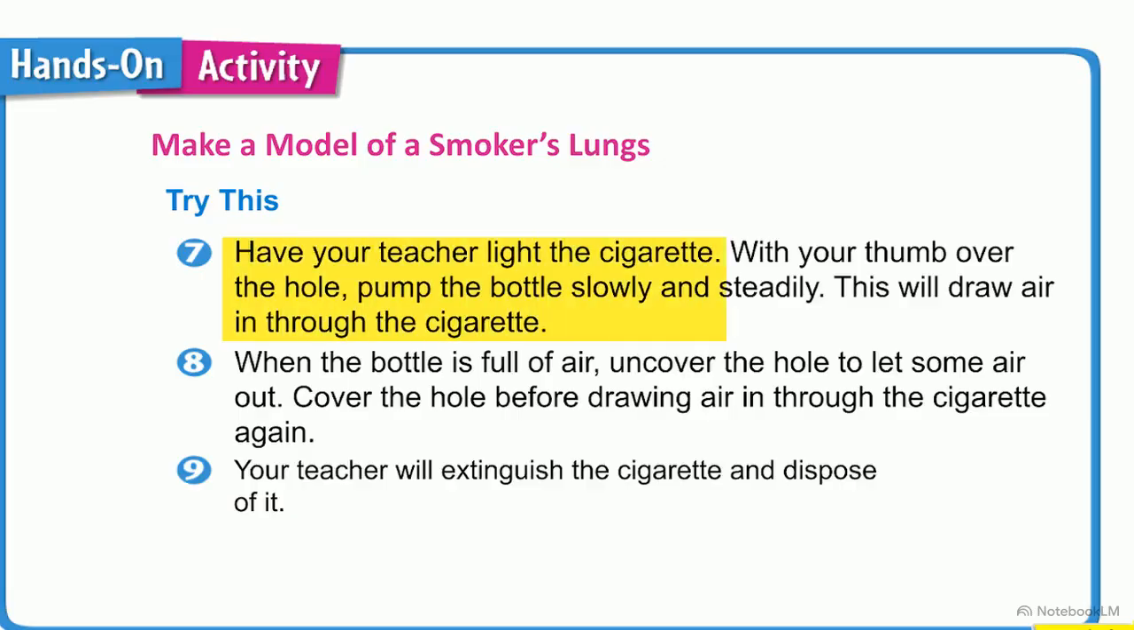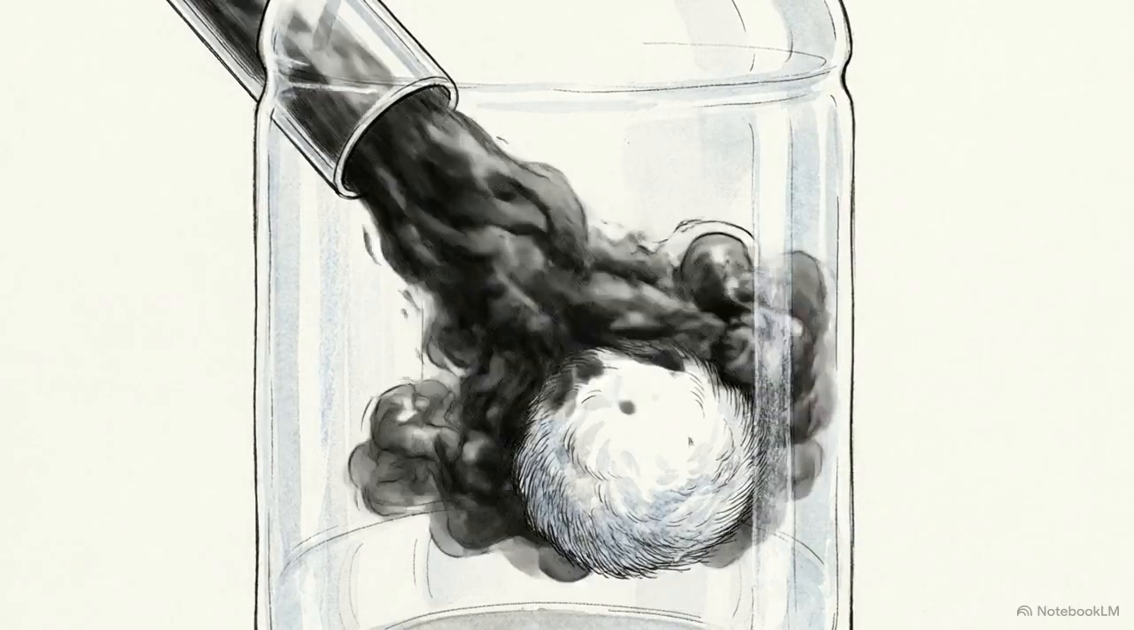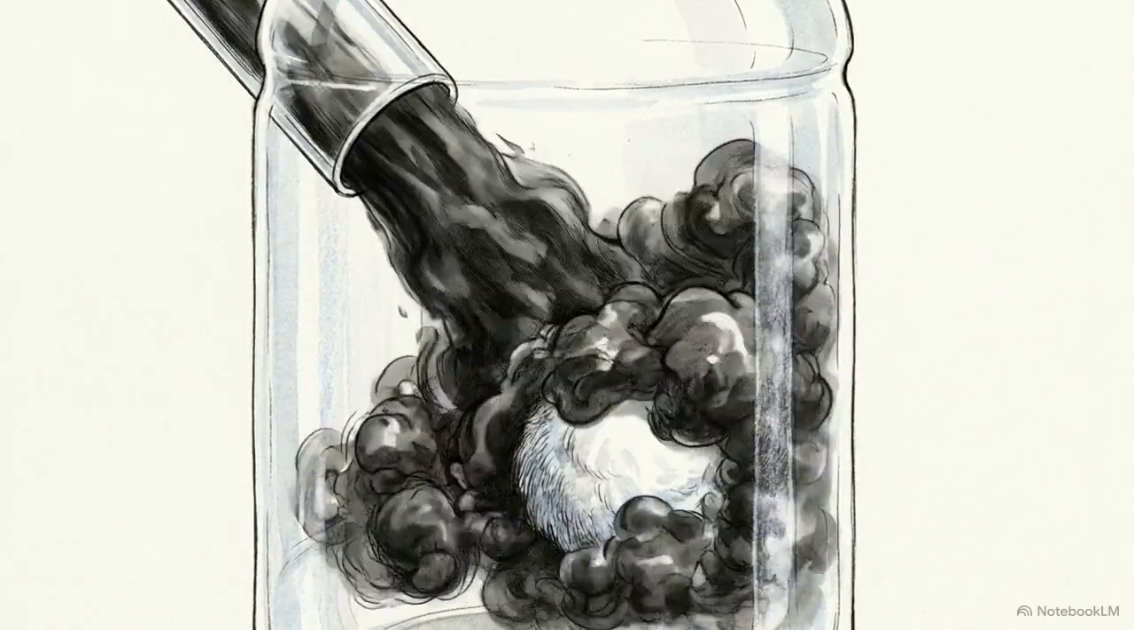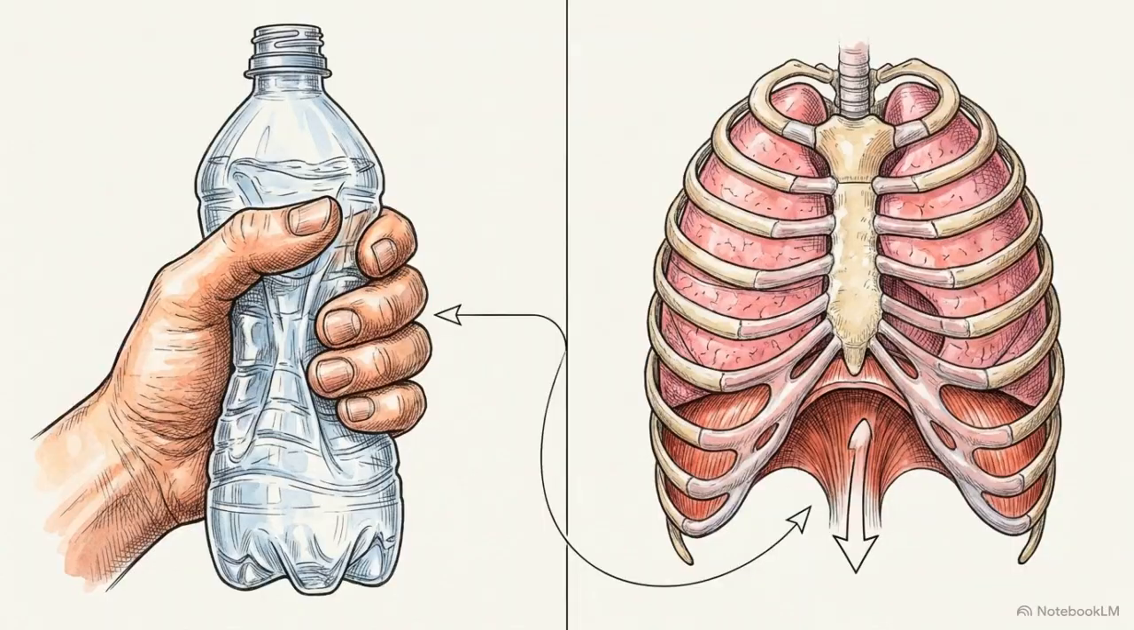Follow the rhythm described in steps 7 and 8. Uncover the hole to squeeze air out, then cover the hole to draw smoke back in through the cigarette. You will immediately see thick, toxic smoke travel down the clear tubing and hit the pure white cotton ball. This steady pumping replicates the physical mechanics of human inhalation, forcing the smoke directly into our simulated lung tissue.